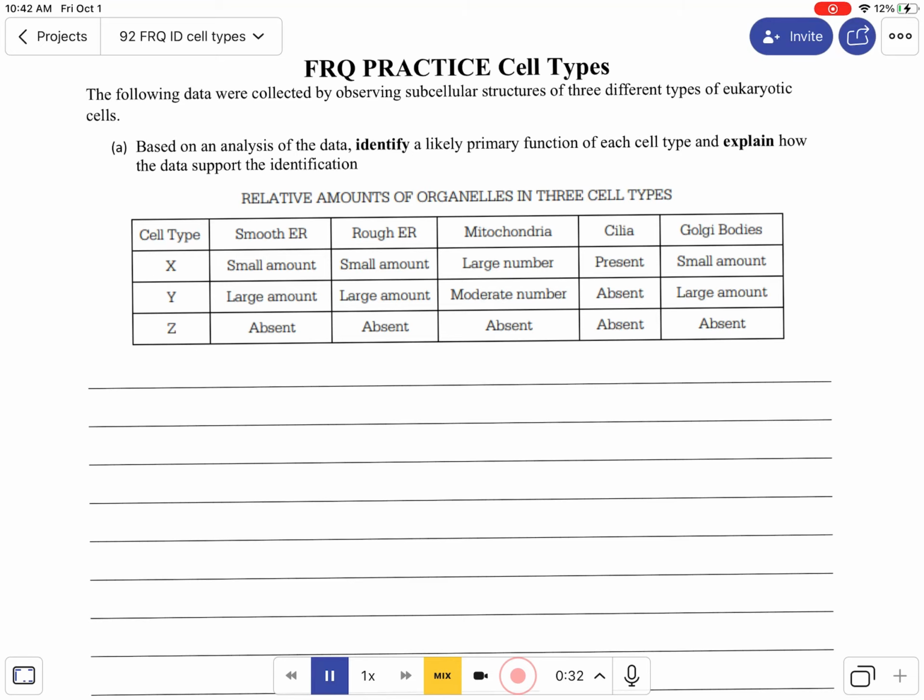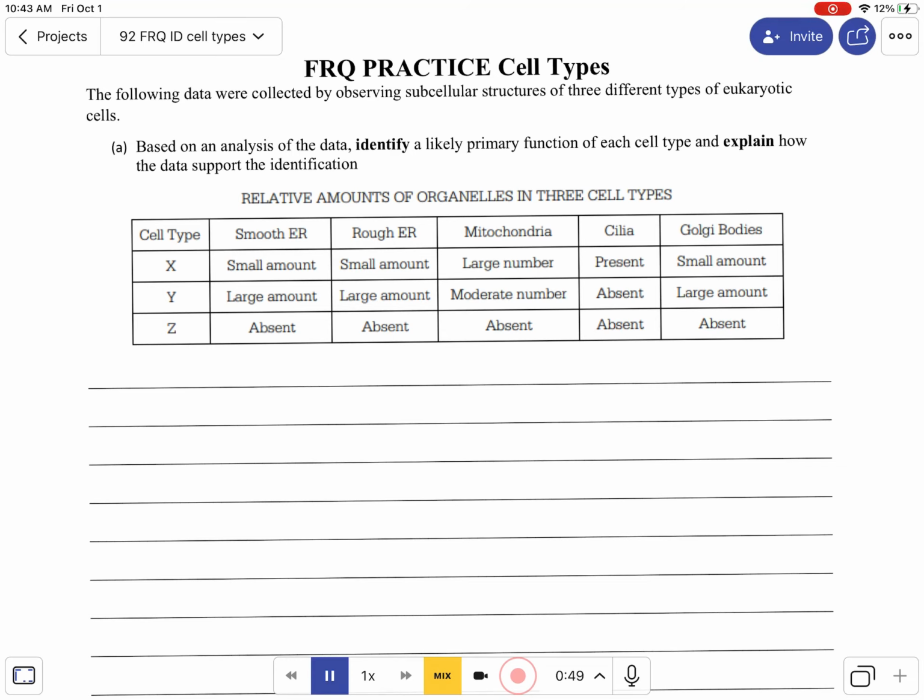So we're going to start with cell type X. You'll notice it has a small amount of smooth ER. It's got a small amount of rough ER. It's got a large amount of mitochondria, and it's got cilia present and a small amount of Golgi bodies.